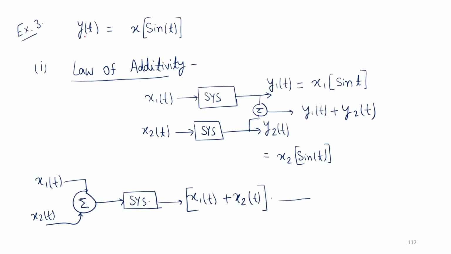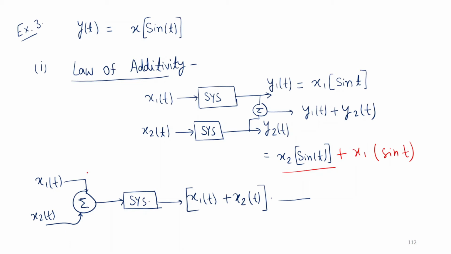Next example, y(t) = x sin t. Here you are scaling the time with sin t. First you have to check the law of additivity. For x1(t) the system gives y1(t) = x1 sin t. Similarly y2(t) = x2 sin t. Then you add both the outputs y1(t) + y2(t), so you will get x2(t) sin t + x1(t) sin t.